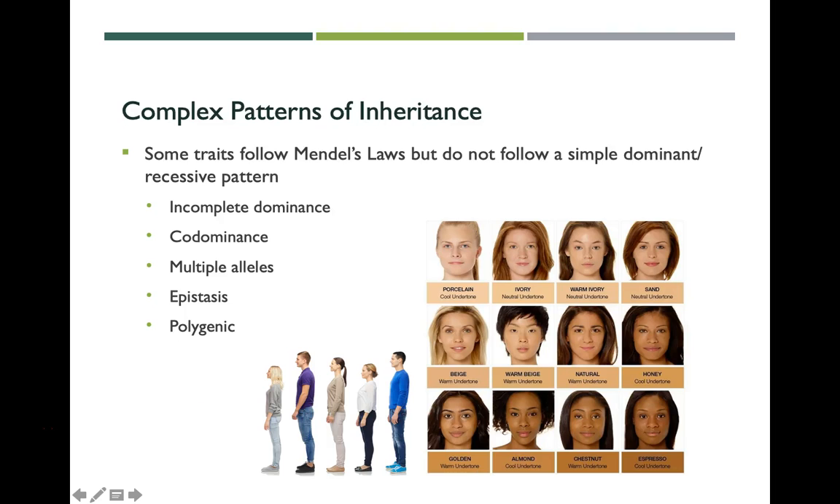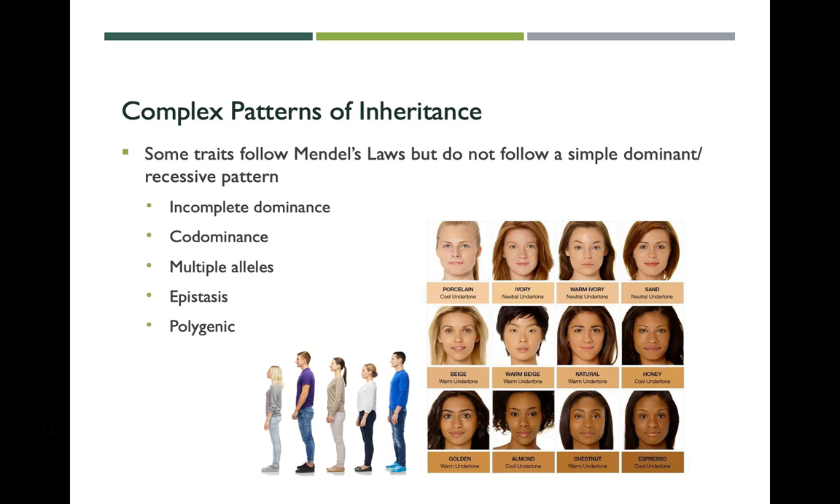In our last video, we're going to talk about complex patterns of inheritance. These are traits that don't necessarily follow Mendel's laws with respect to a dominant recessive pattern. The genetic basis still follows Mendel's laws, but the phenotype doesn't appear to follow them as nicely. So we're going to talk about a couple of different types: incomplete and codominance, multiple alleles, epistasis, and polygenic inheritance.